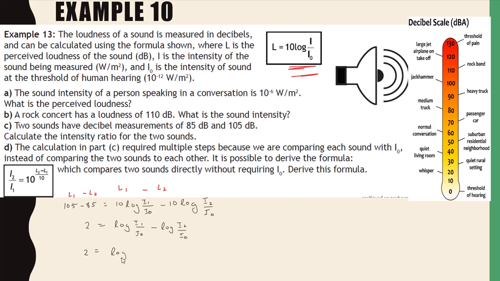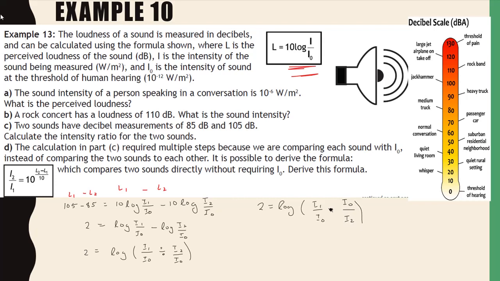So it's going to be log and then brackets. Now I'm going to do this. I don't want to do a complex fraction, so I'll actually write this as a division: I1 over I0 divided by I2 over I0. And I'll reciprocate the second fraction and turn it into multiplication. So we got 2 equals log. The first fraction stays the same, turns to multiplication. I'll make that into a dot so we don't get confused. And then reciprocate the second fraction.